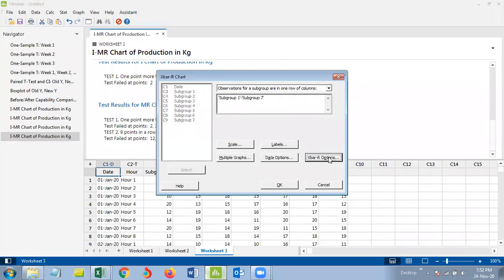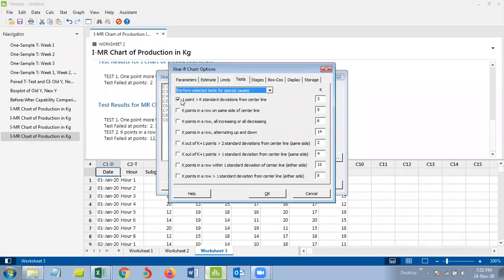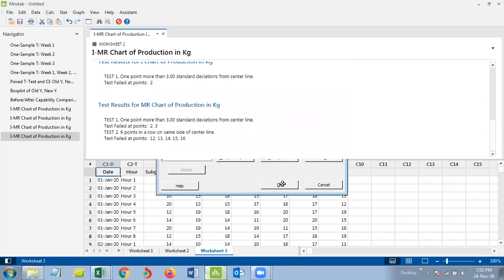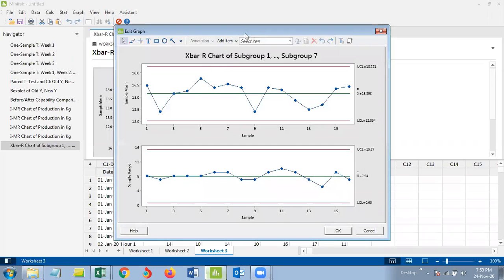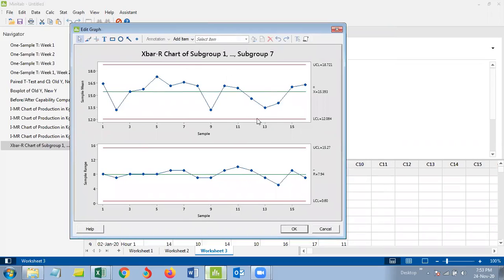X bar R option, same rules, test. Only one is selected by default, so always select all the special causes. Same rules, same conditions. Click OK and OK. If it doesn't show you any problem, pretty much you're good. If it does show you a problem, then there is a problem here. So it doesn't show me any such special cause variation. We are good with it.